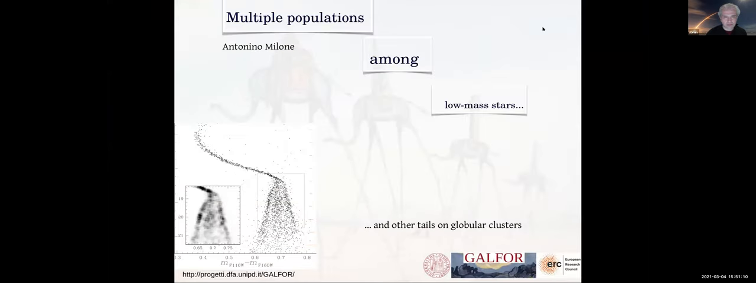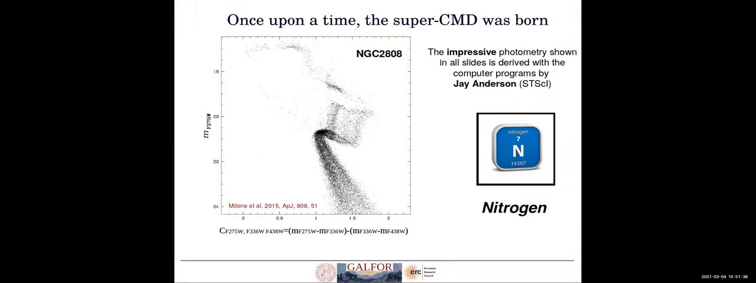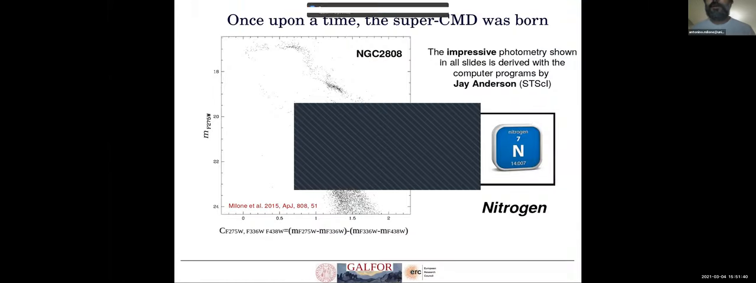Okay. Hello, everybody, and thank you for this opportunity. I will come back to the discussion on multiple stellar populations in globular clusters, and I will try to constrain the formation scenarios with two new results. And of course, I'm going to present the work of many people. Let me first thank the group of astronomers in Padova. That includes a lot of young, brilliant astronomers. And okay, the story started about 10 years ago.